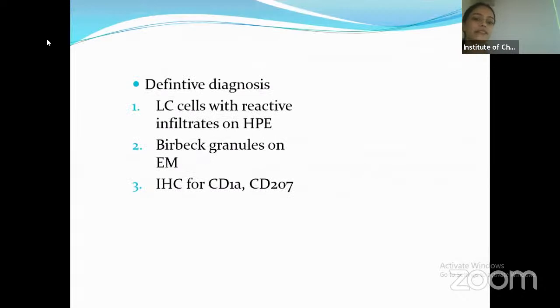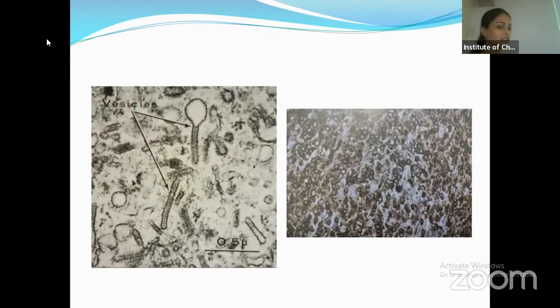Definitive diagnosis of LCH is by demonstration of Langerhans cells with reactive infiltrates consisting of eosinophils, lymphocytes, and macrophages on histopathological examination. We can also find Birbeck granules, which are tennis racket-shaped granules, on electron microscopy, or immunohistochemistry for CD1a and CD207. The first one is a picture of Birbeck granules, which are tennis racket-shaped granules. And the second one is CD1a positive staining.